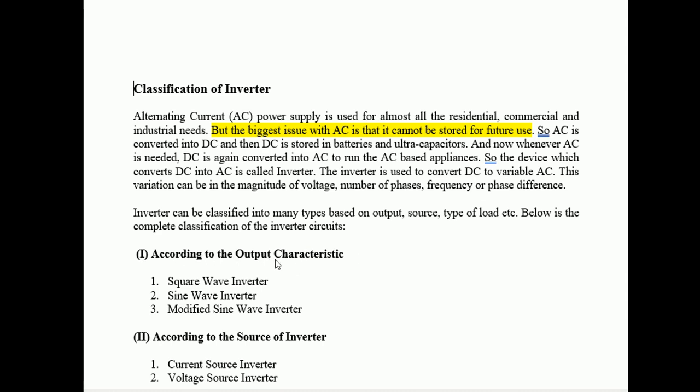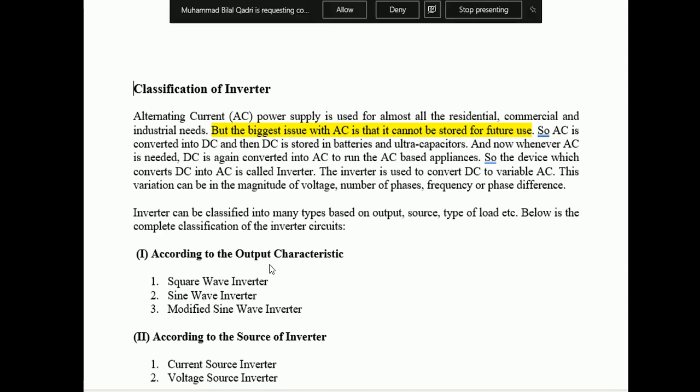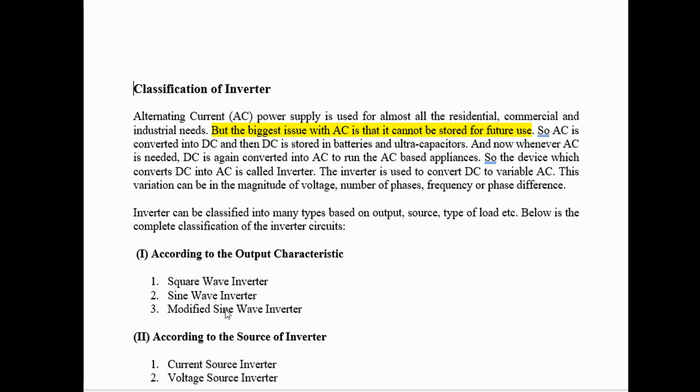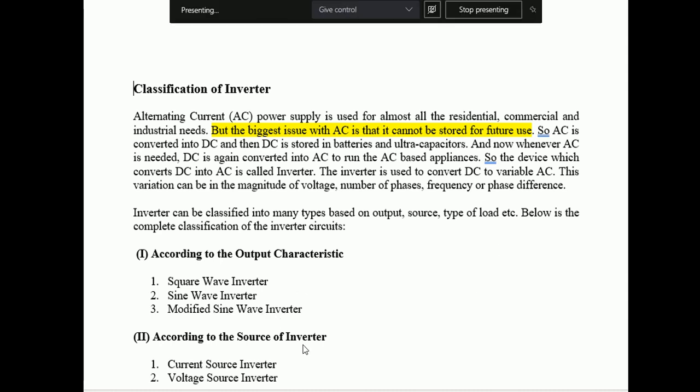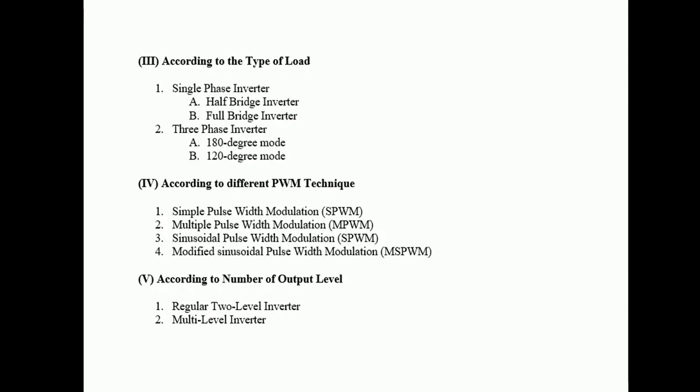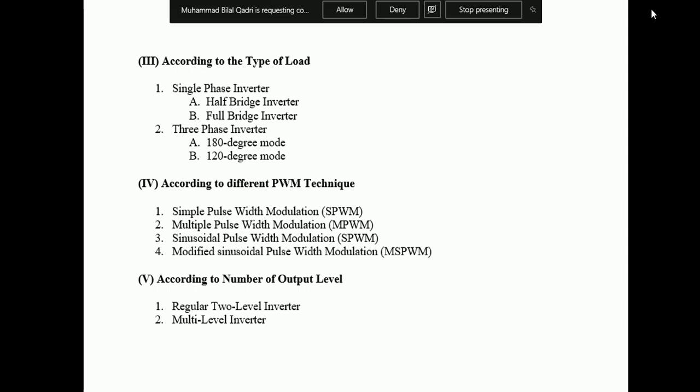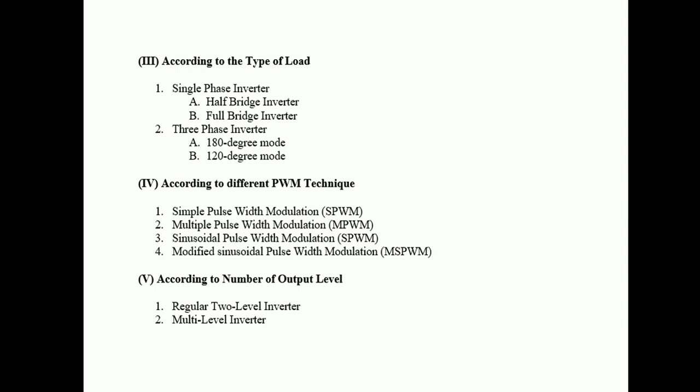According to the inverter, there are various types of inverters. The first classification is according to the output characteristic: square wave inverter, sine wave inverter, modified sine wave inverter. Then according to the source of the inverter: current source inverter and voltage source inverter. The third type is according to phase: single phase inverter, which can be a half bridge inverter or full bridge inverter, and three phase inverter. That would be 180-degree mode and 120-degree mode. And then according to different PWM techniques: simple pulse width modulation, multiple pulse width modulation, sinusoidal pulse width modulation, modified sinusoidal pulse width modulation. And finally according to the number of output levels: regular two-level inverter and multi-level inverter, a very popular one. So we will discuss further.